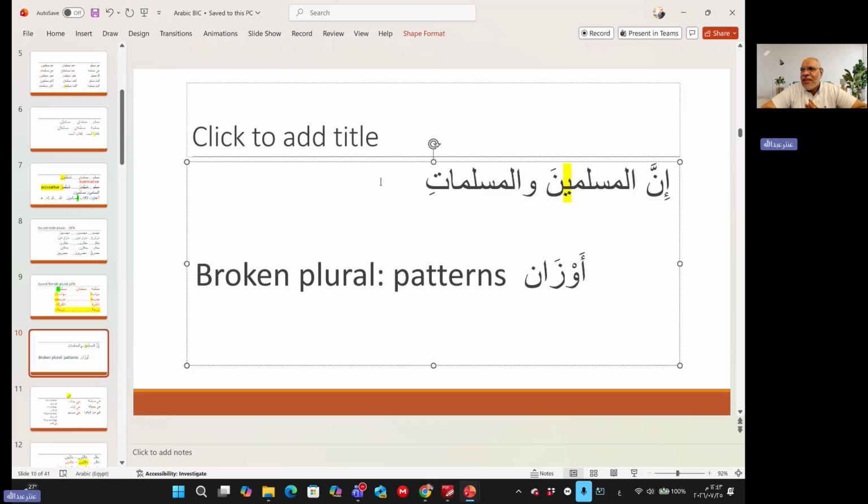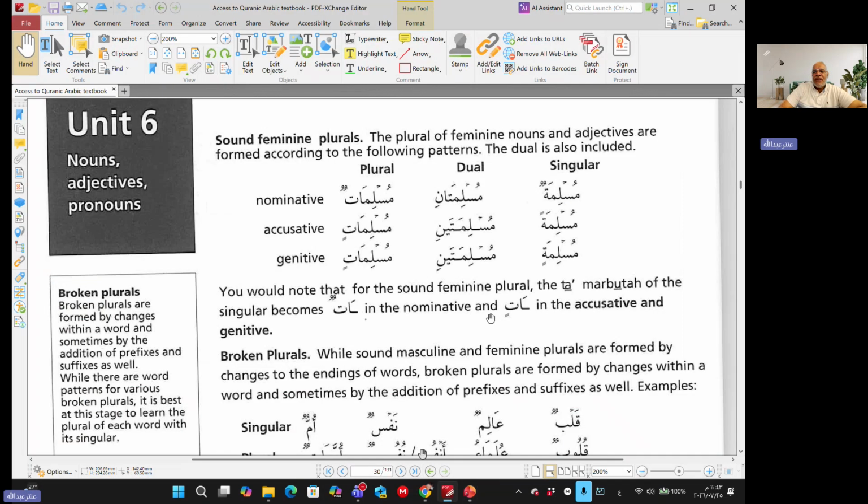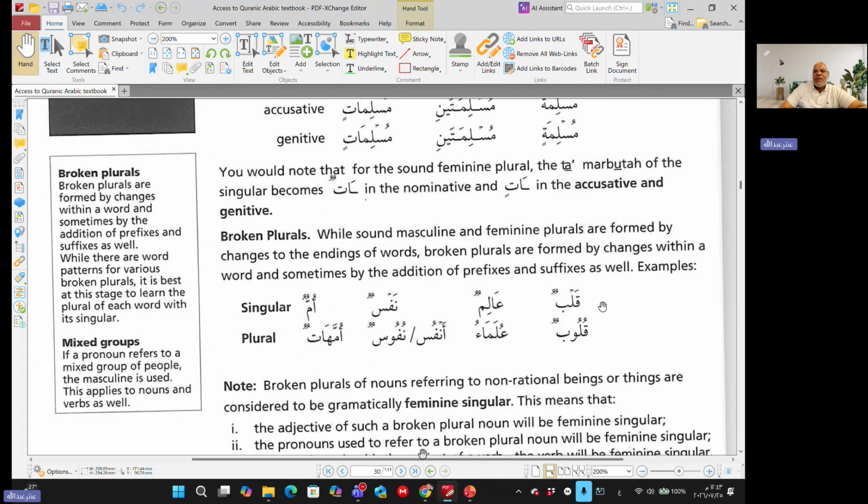It does not have a fixed rule, and it has many patterns. A full study of the patterns is in level 5, which means that you just need to know a superficial beginning of it, but the depth of it will be later on, inshallah. So examples of this is the word qalb. What's a qalb? Heart. So qalb is singular. Is it male or female? It's male.